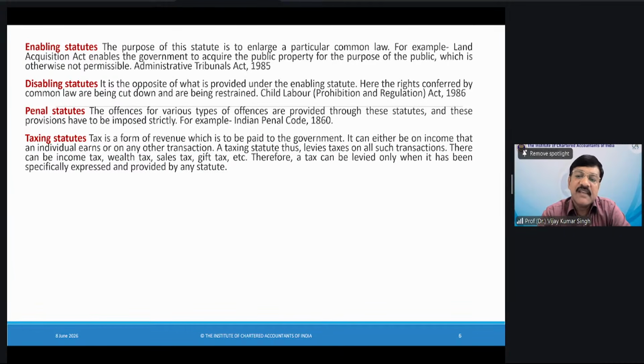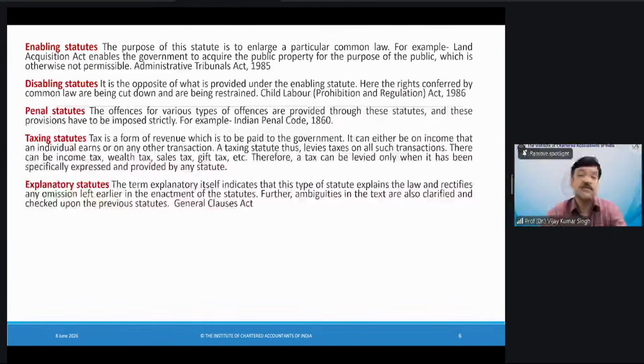Therefore, a tax can be levied only when it has been specifically expressed and provided by a statute. So, the courts have been very, very strict. You cannot impose tax just for the sake of imposing taxation. You have to have the powers. The Central government must have power, and the State government must have power to impose a tax, and without that power, you cannot. The Constitution provides the power to impose tax.